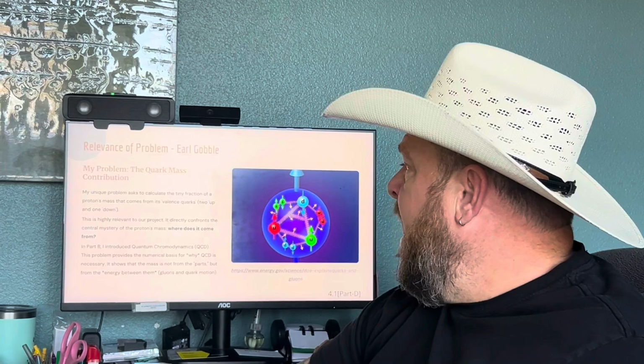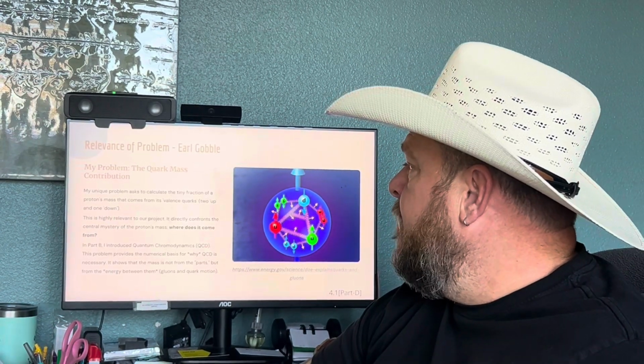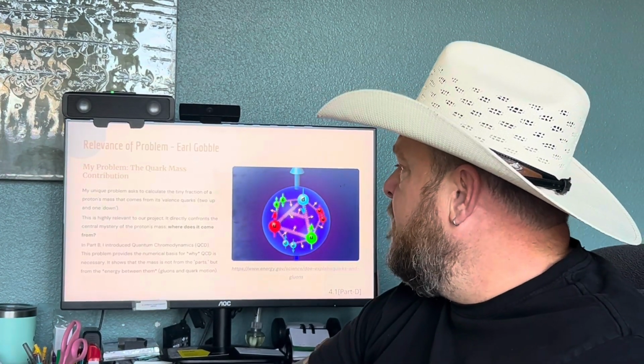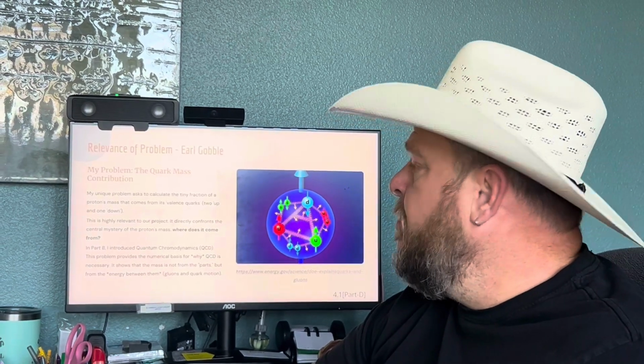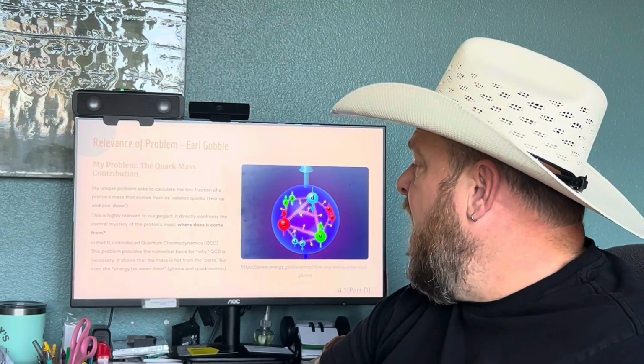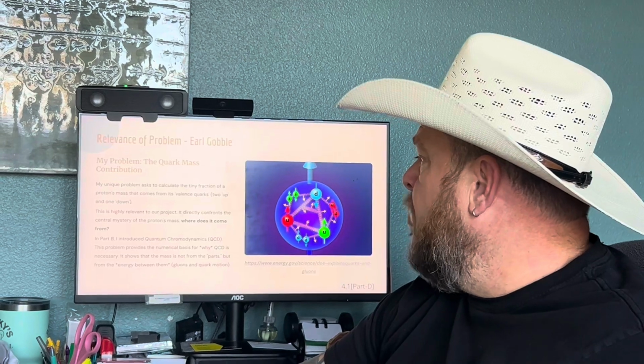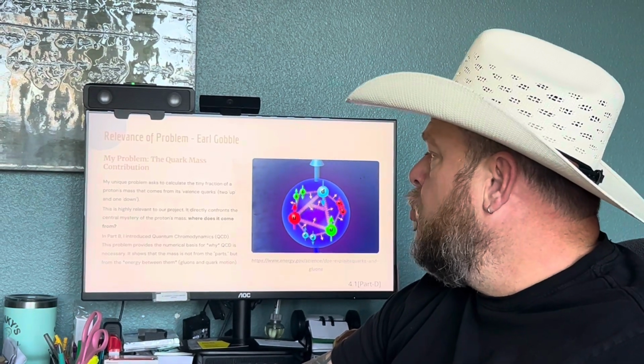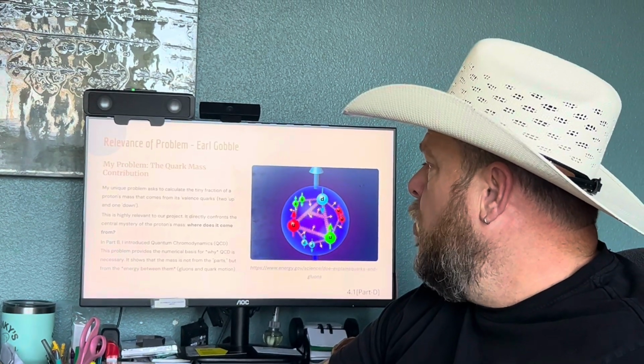My unique problem asks us to calculate the tiny fraction of the proton mass that comes from its valence quarks, 2 up and 1 down. This is highly relevant to our project. It directly confronts the central mystery of the proton's mass: where does it come from?